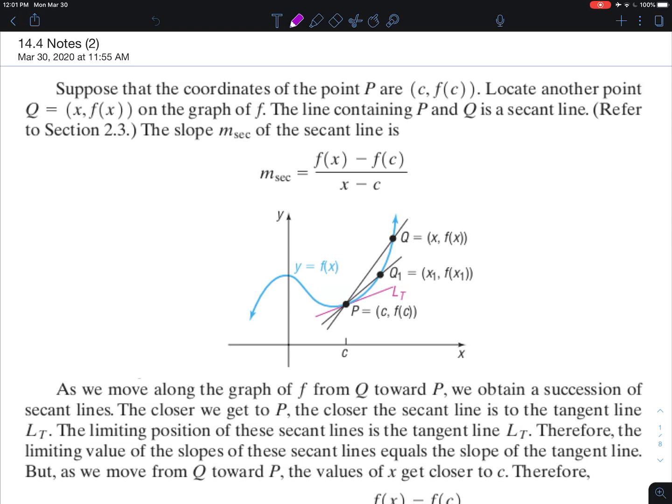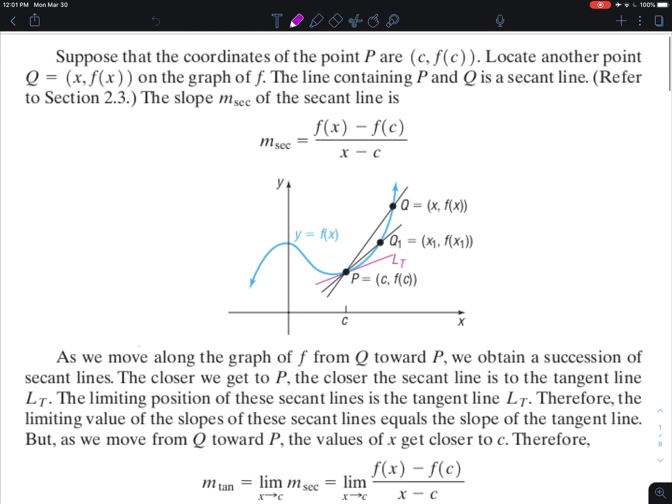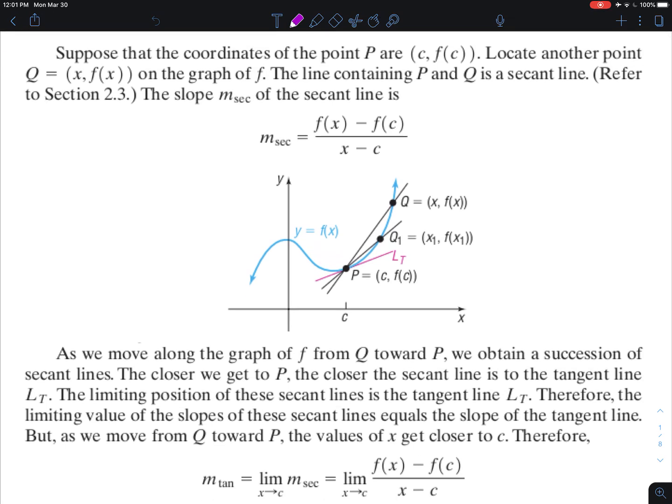Hey guys, and welcome to the 14.4 notes. Today we'll be taking a look at the slope of the secant line, which we looked at back in chapter 2, and then turning that into a tangent line using our limit process.